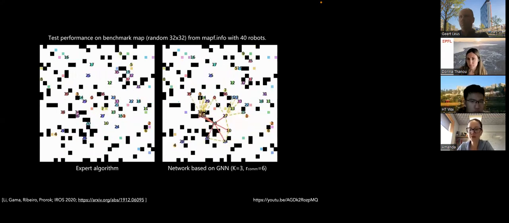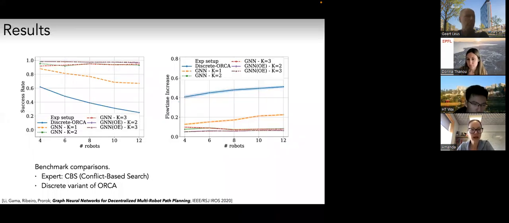So let's look at this from a quantitative point of view. What we can see here is we're comparing our models with a couple of benchmarks. On the left-hand side, we're looking at how successful our method is for varying number of agents. And on the right-hand side, we're seeing how fast or how efficient the solutions are that we're producing. So in terms of success rate, we're almost at 100% throughout different team sizes, especially as we consider larger hop count numbers. So the more information agents are receiving, the higher the likelihood that we're reaching 100% success.